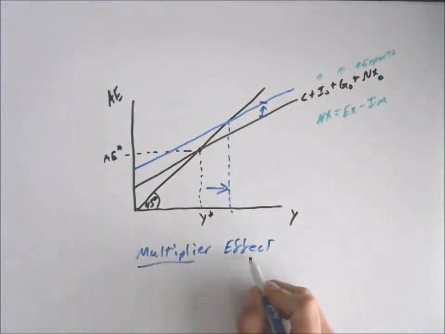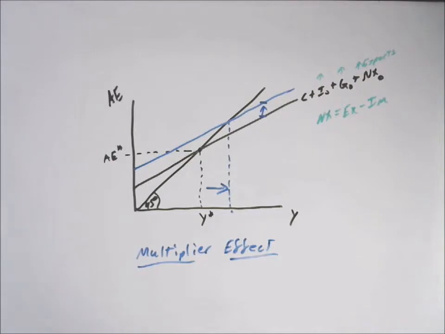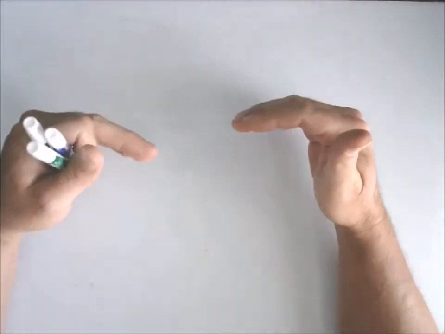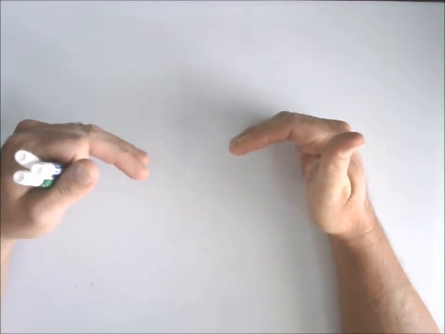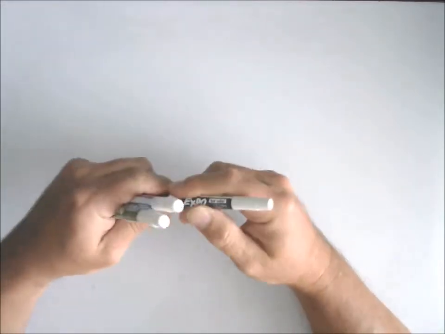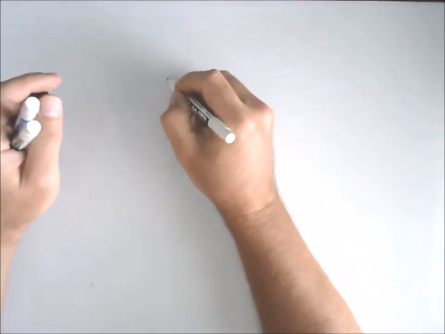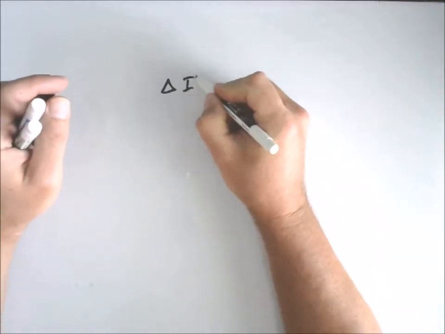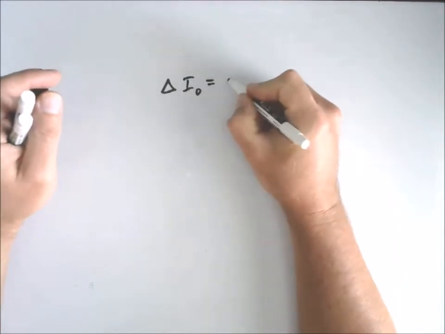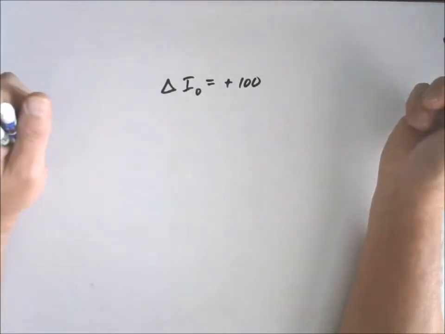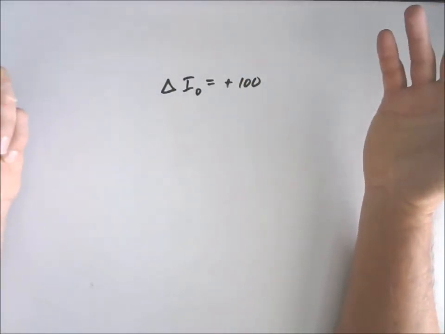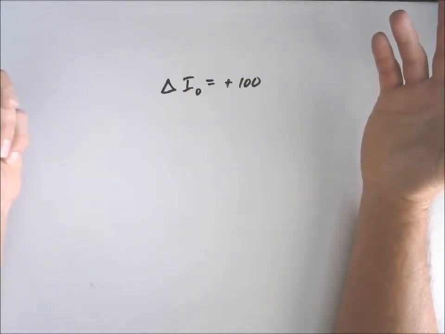This we call the multiplier effect. And here's how we explain the multiplier effect. Imagine this. Imagine that I give you, or let's just say I change autonomous investment by $100. Okay, so you're a firm, I give you an extra $100. It just comes out of the blue. Who knows where it comes from? Doesn't matter right now.